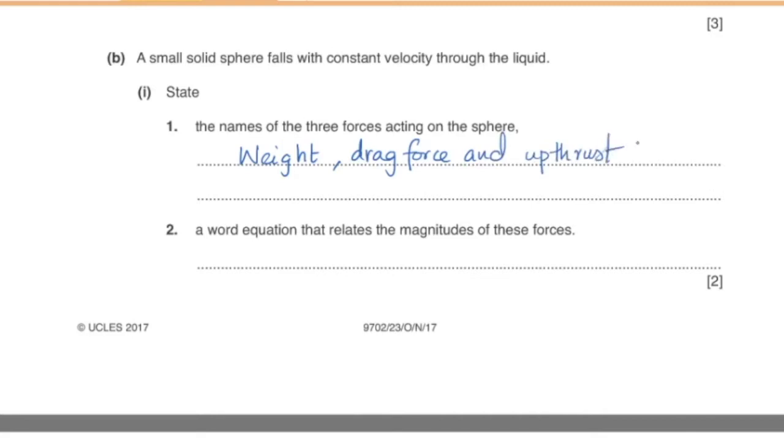Write a word equation that relates the magnitudes of these forces. So since the sphere is traveling with constant velocity, all forces that are acting on it must be balanced. So the weight that acts downwards must be equal to the sum of drag and upthrust that act upwards. So weight equals drag plus upthrust.